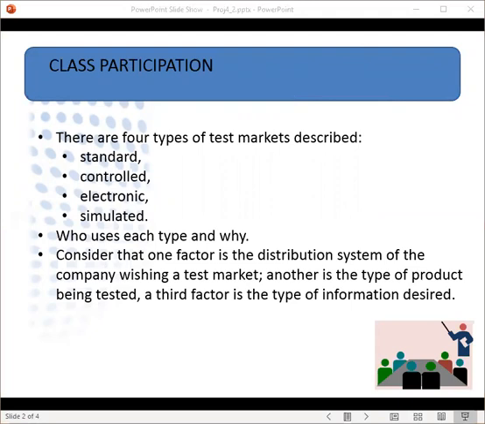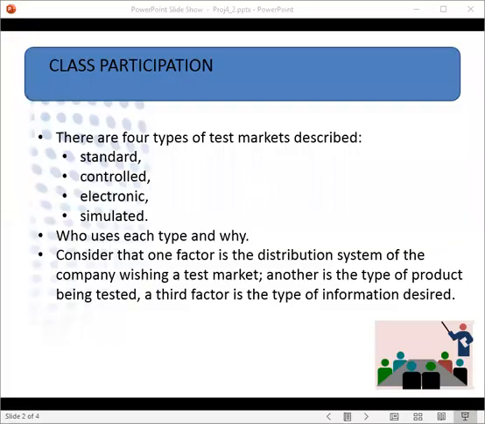So there's 4 types of test markets that are described: controlled, standard, electronic, and simulated. Who uses each type of those test markets, and why would they use them? Also, what you want to do in your answer is consider the distribution system of the company wanting to do test marketing, and also consider the type of product being tested. And the third factor would be the type of information you want to get. So go ahead, we'll spend about 15 minutes for you guys to research your answers on that. Then I'll go around and ask you what answers you got.